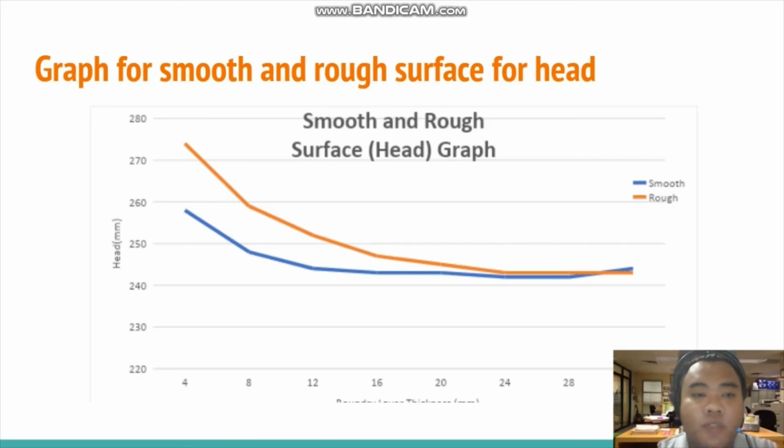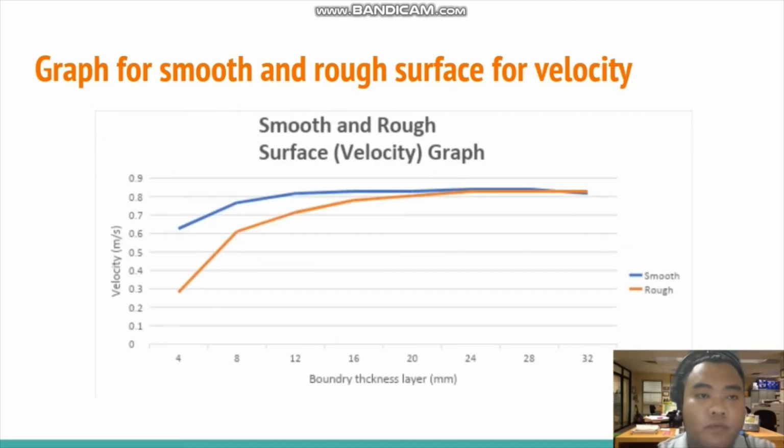Then this one is the graph for smooth and rough surface forehead, where the orange one represents the rough surface flat plate and the blue line indicates the smooth surface flat plate. The second graph is for the velocity, where we can clearly see that the smooth one has more velocity than the rough surface flat plate.